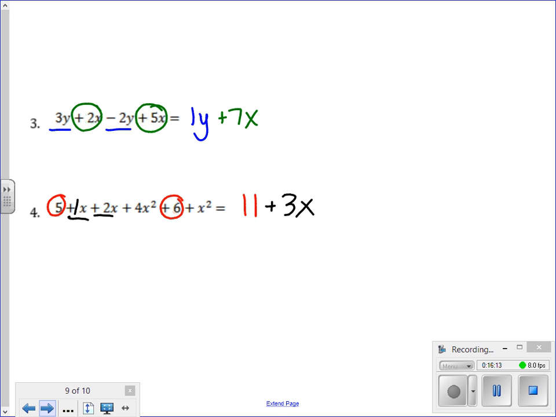Finally, the last one I have here is 4x squared plus 1x squared. 4 plus 1 is 5x squared. So that long string of terms simplified down to 11 plus 3x plus 5x squared.